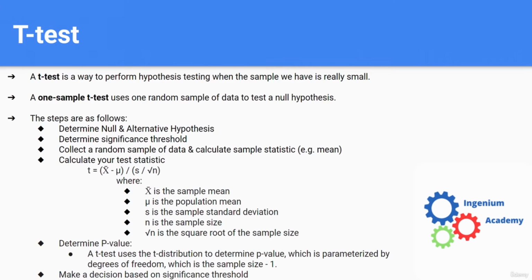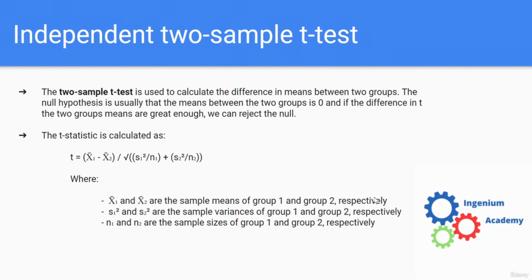So that's a one sample. We literally just take one sample, calculate a statistic, run it through a hypothesis test, and see if it differs enough from the hypothesized population mean to reject it. So now we talked about a one sample.